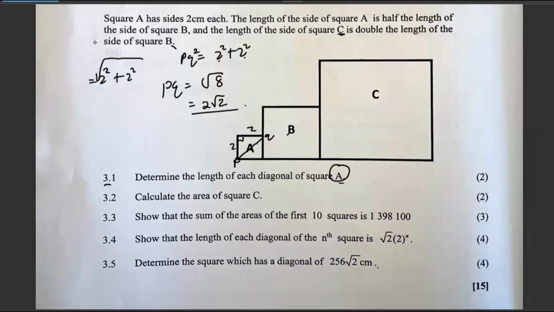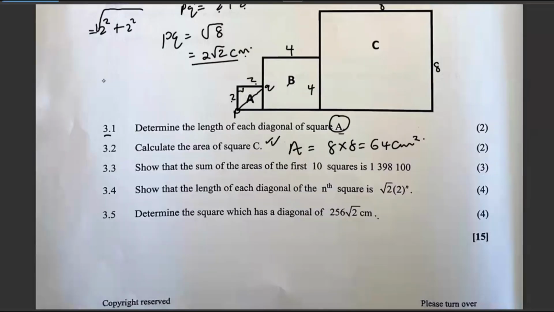And then they want us to get the area of C. If this is 2 and 2, then this must be 4 and 4, and then this one must be, because they said double, 8 and 8. Does it make sense? Yes, so the area is going to be 8 by 8, which becomes 64 centimeters squared.